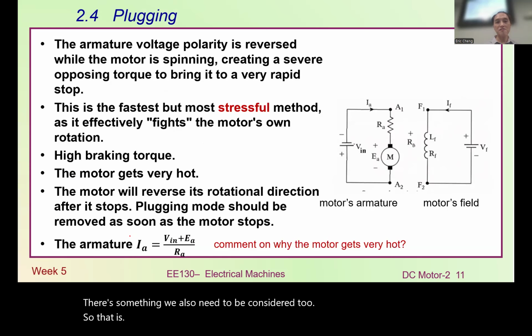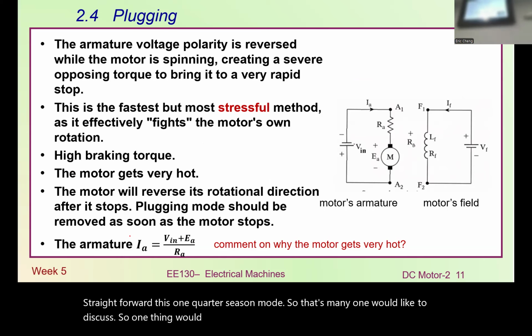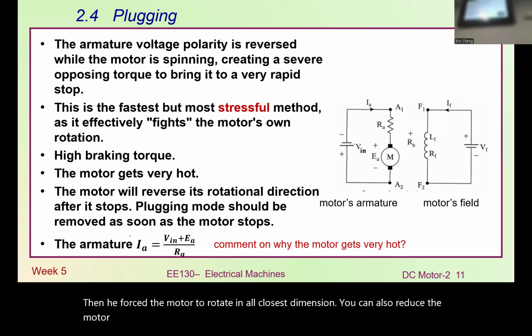That is straightforward. The next one is called the plugging, or parking mode. That's the one many would like to discuss. One thing would be, why don't we reverse the polarity of the driving motion? Then you force the motor to rotate in the opposite direction. You can also reduce the motor speed that way. That's straightforward, right? So this mode is called parking, like what you asked just now.